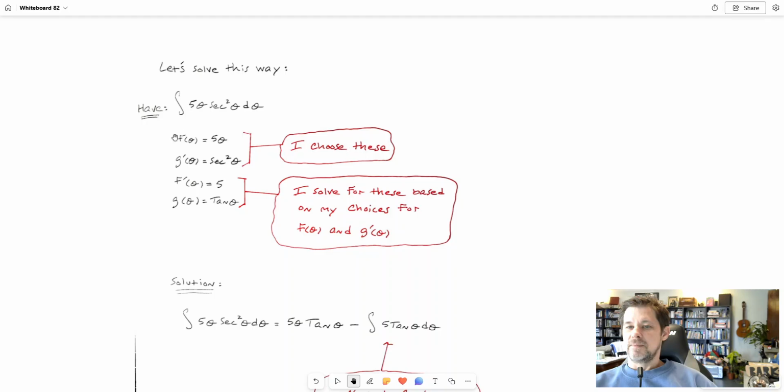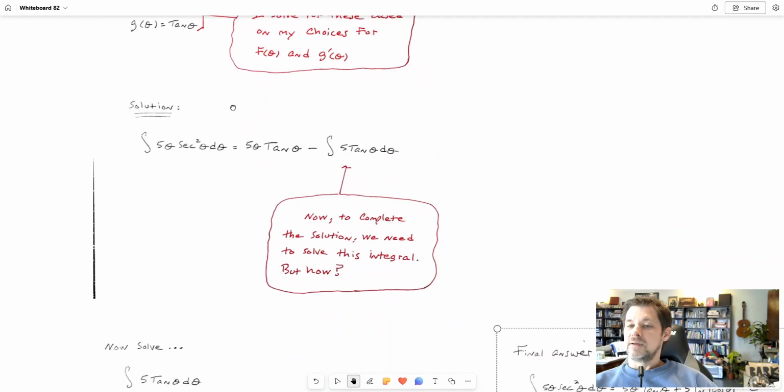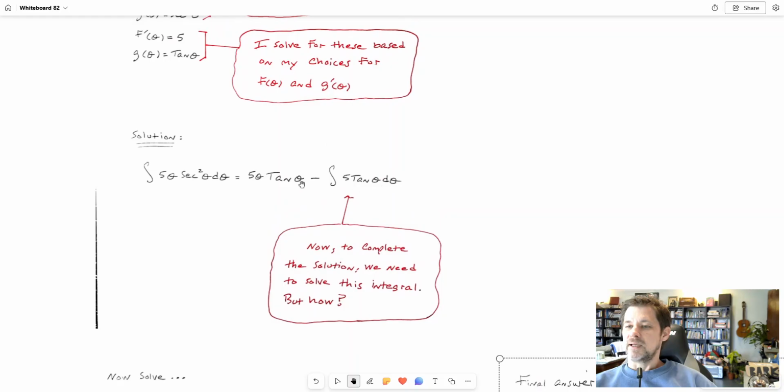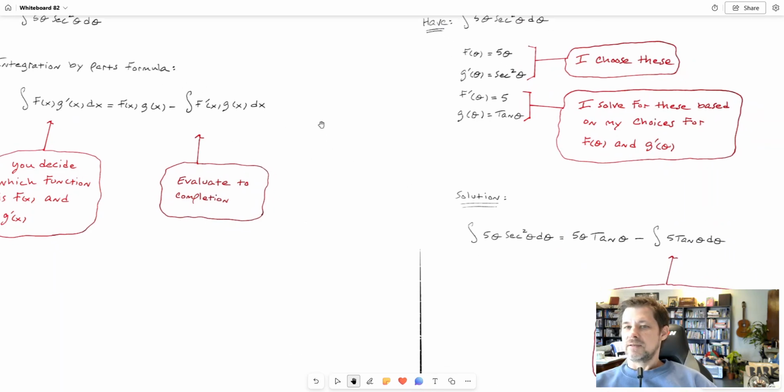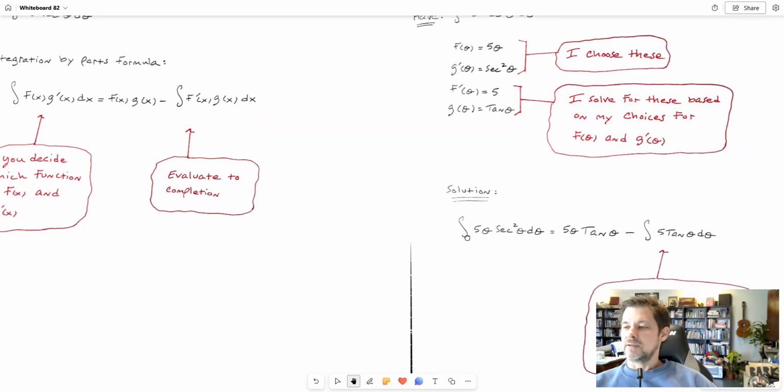Now, here's my choice in my setup. Here's how that integration by parts formula plays out. Here's my problem. I aim to solve the indefinite integral of 5 theta secant squared theta d theta. And here it is. It's 5 theta tangent theta minus the indefinite integral of 5 tangent theta d theta. Now it might seem like I have my answer because that is in fact the formula. Do you see this right here? It's this with my setup expressed. But I need to evaluate that part to completion to get my final answer.